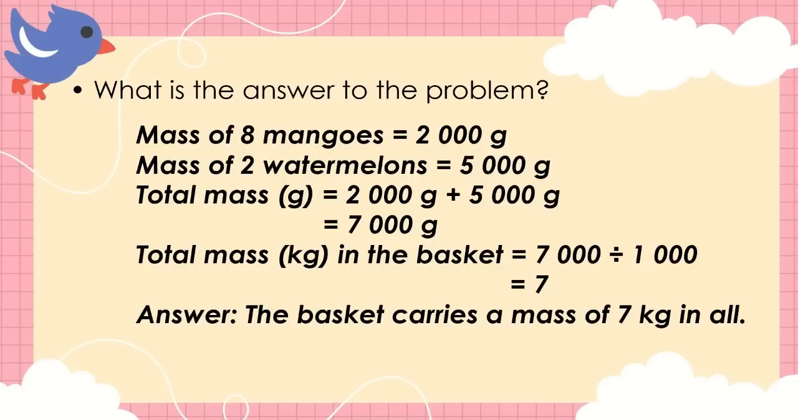What is the answer to the problem? Mass of 8 mangoes equals 2000 grams. Mass of 2 watermelons equals 5000 grams. Total mass in gram equals 2000 grams plus 5000 grams equals 7000 grams. Total mass in kilogram in the basket equals 7000 divided by 1000, the answer is 7. Answer: the basket carries a mass of 7 kilograms in all.